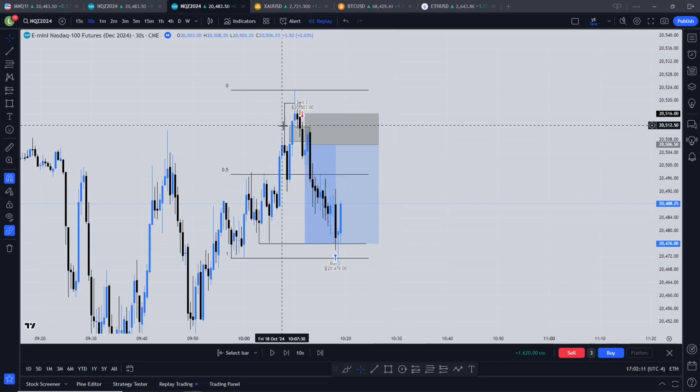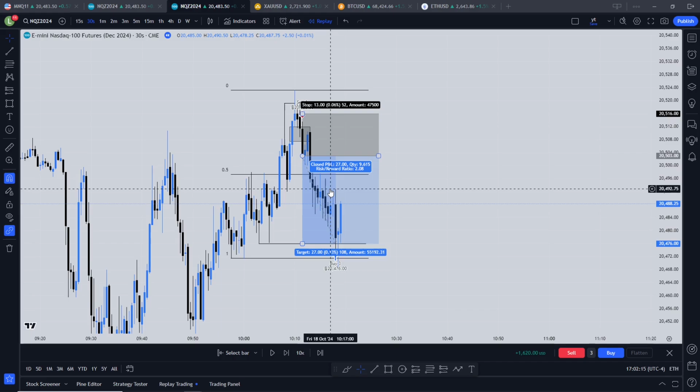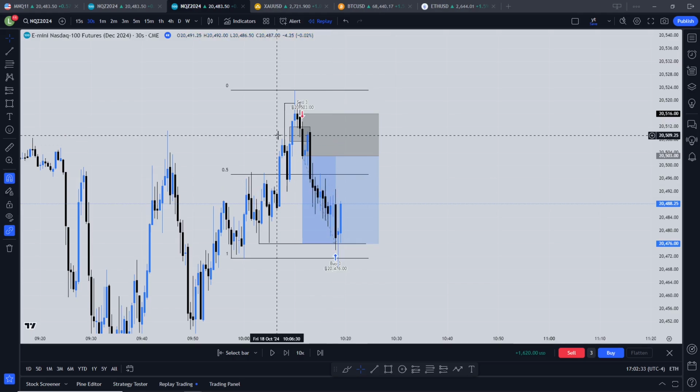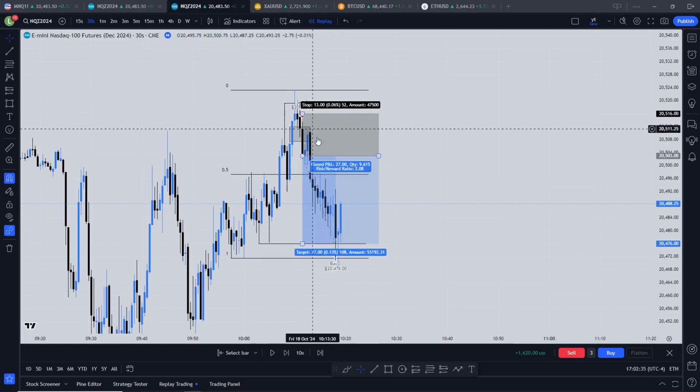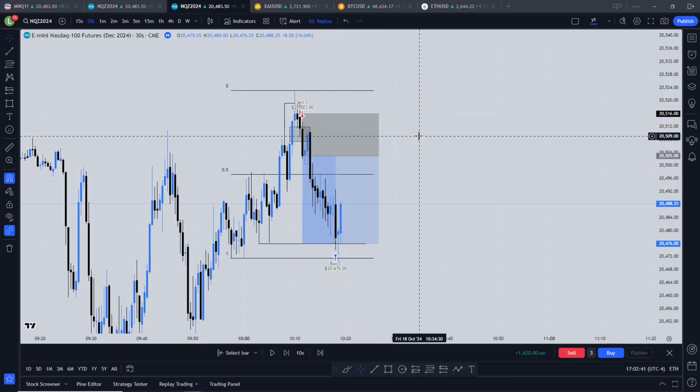Now, again, it's very simple. I don't think there's too much that I really have to explain when it comes to this. It's just when we're in premium, you look for shorts. When we're in discount, you look for longs. And like I said, it should be very simple to understand. I don't really think there's much more that I have to explain when it comes to this.